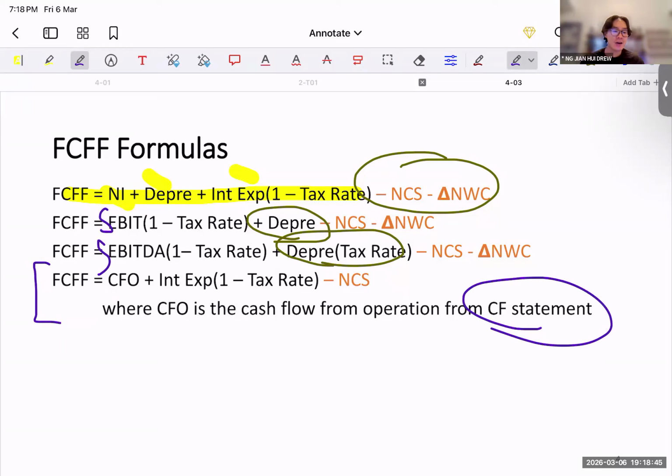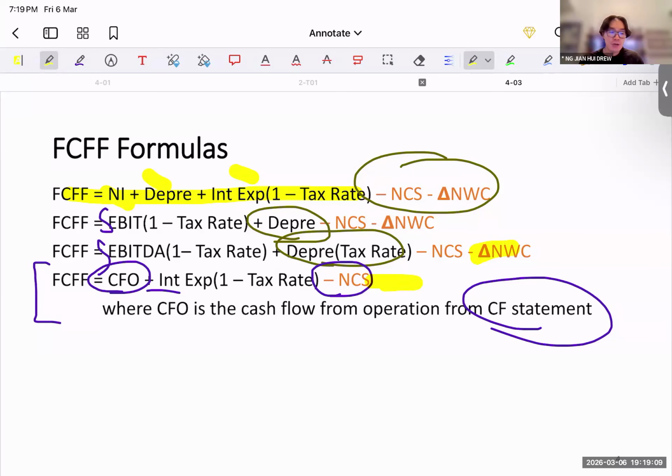And how it works is that we can use the operating cash flow of the company based on the cash flow statement, right? And then we add back interest expense, and we minus NCS. What you'll interestingly notice is, where is this net change in working capital, right? How come we do not minus net change in working capital here?